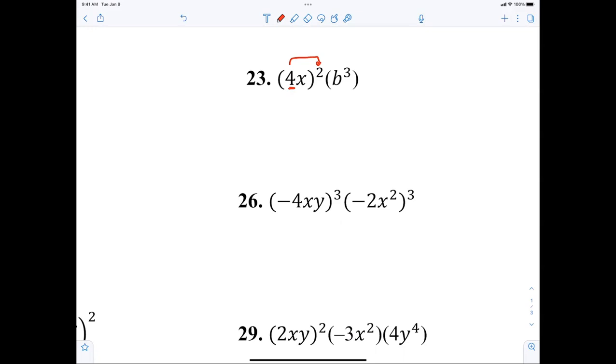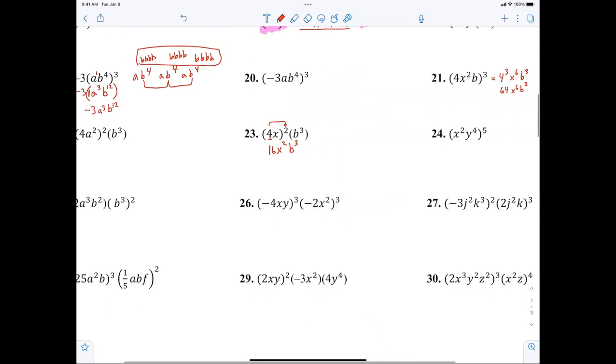4 squared is not 4 times 2. Oh, 16. Then x to the what power? Yes. And then the b cubed just attaches itself. That's the answer. Now, does everybody understand how people are making mistakes when they don't understand the parentheses? Everybody with me on that? If it's inside the parentheses, everything inside is being raised to that power.